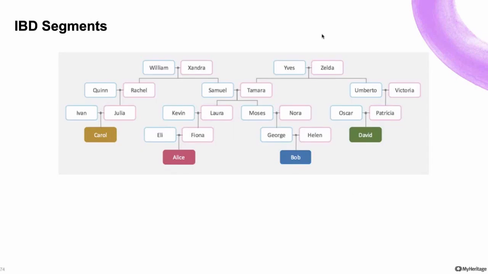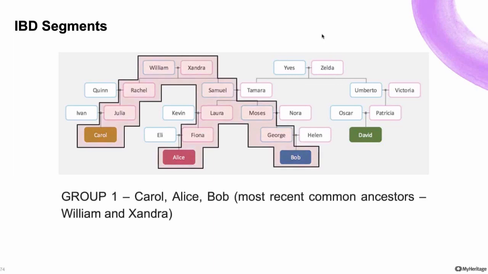Here's a tree of 4 people who have taken a DNA test, all at the bottom: Alice, Bob, Carol, and David. Let's try to estimate which of the 4 might have a triangulated segment, meaning I'll take 3 people or more, and they will all have the same shared DNA from common ancestors. Maybe you can see that there's a first group here, Carol, Alice, and Bob, and they're all descendants of William and Zandra. So, likely, William and Zandra passed down some DNA that Carol, Alice, and Bob have.